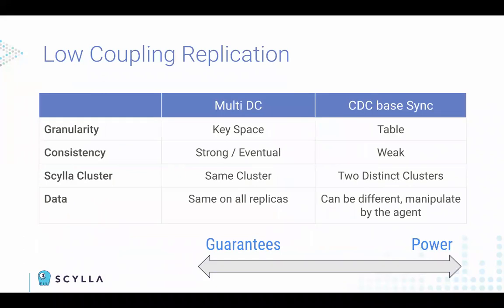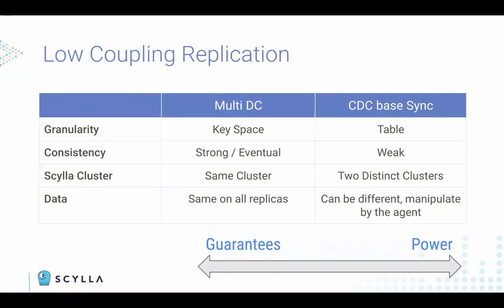And the answer is power versus guarantees. With the multi-data center deployment, the granularity of duplicating information between two data centers is at the keyspace level, while in the CDC, as I mentioned, it can be at the table level. The consistency between two regions in the same cluster is strong or eventual. And when you're using CDC, you basically don't have the same guarantee because you don't have repair between the clusters. So it's a weaker kind of consistency between the two clusters, but it also gives you more flexibility.